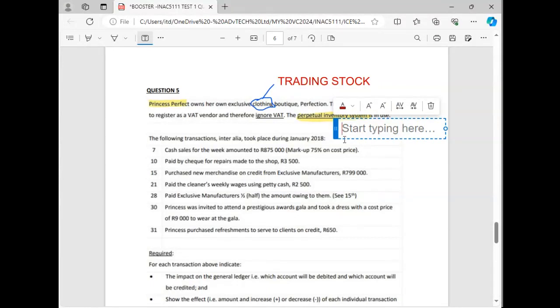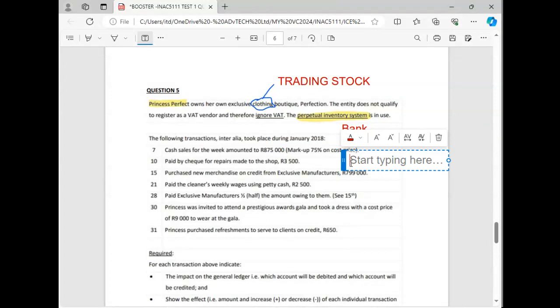The first pair will be bank and sales, remember? You need to know how to pair them. You can't mix them, if you mix them it's going to be a problem. That's the first pair, bank and sales. Tell me about the second pair, always. The second pair will be? Yes, cost of sales.